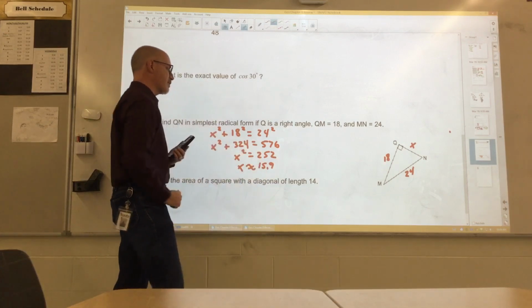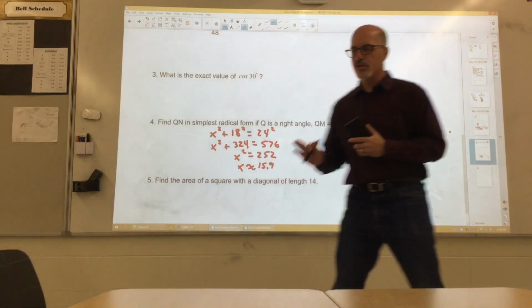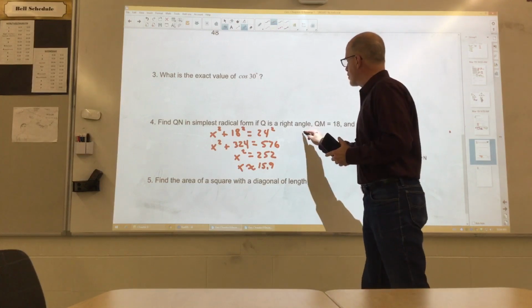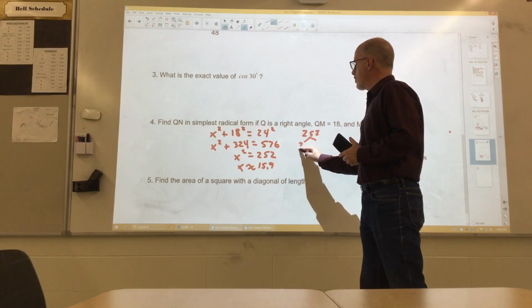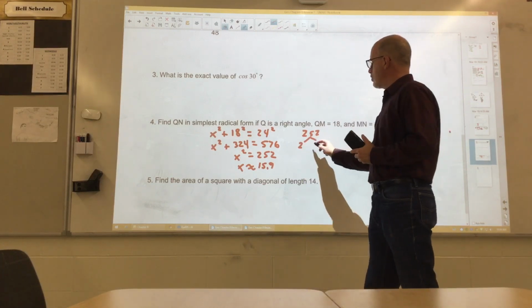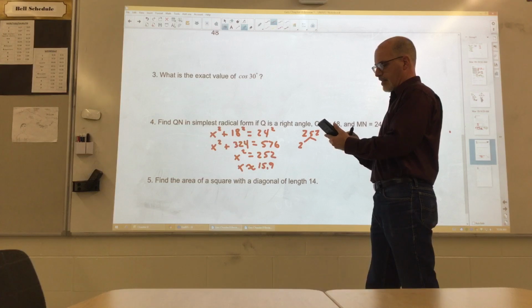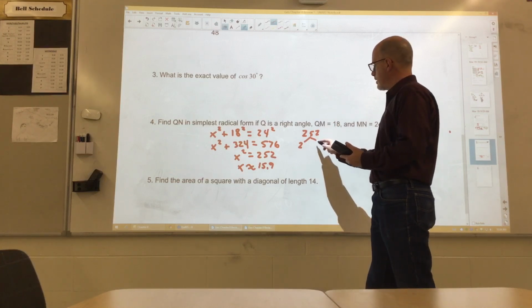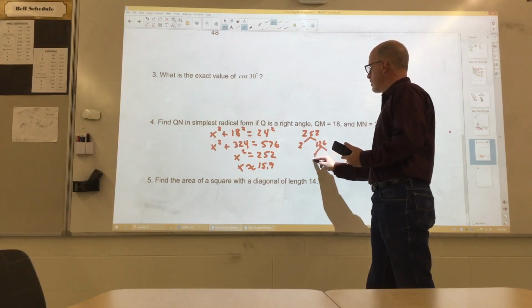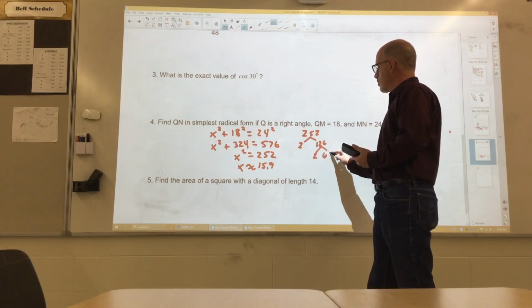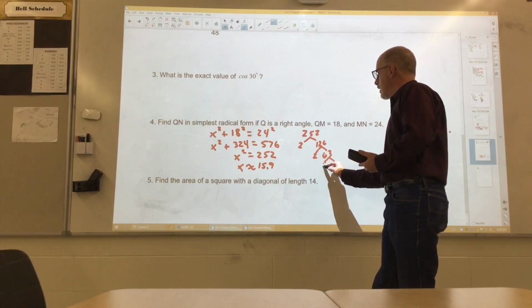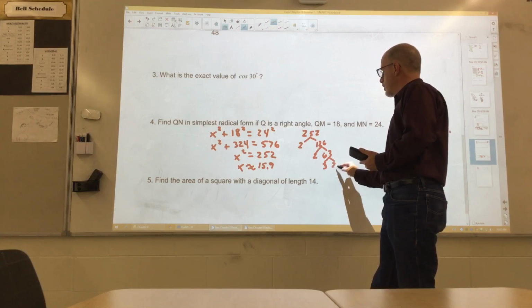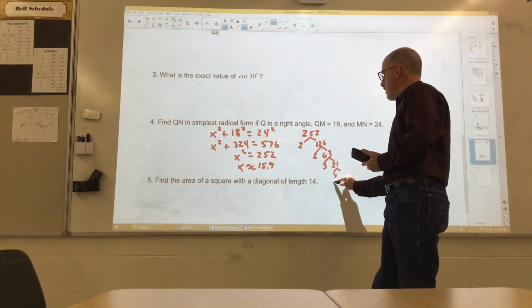Now, if we had to do simplest radical form to get the exact answer, just to practice that, we could take this 252 and separate it into factors. 252 divided by 2 gives us 126. I can then divide this by 2, and that would give me 63. And then I divide that by 3 into 21, which is 3 times 7.